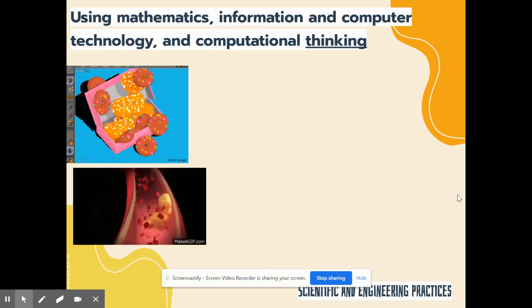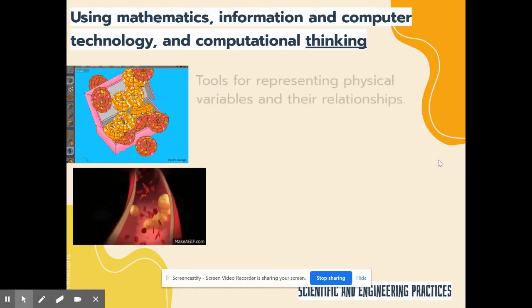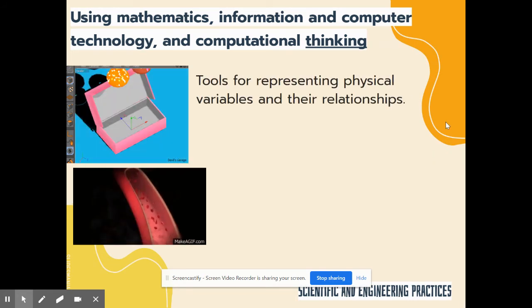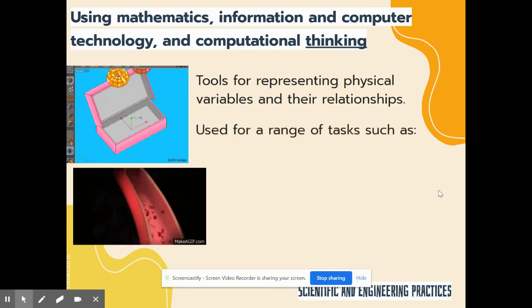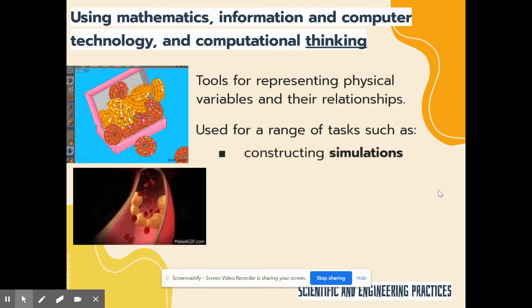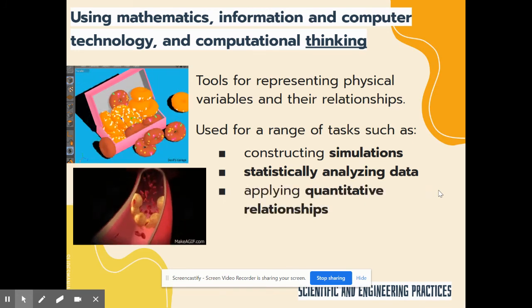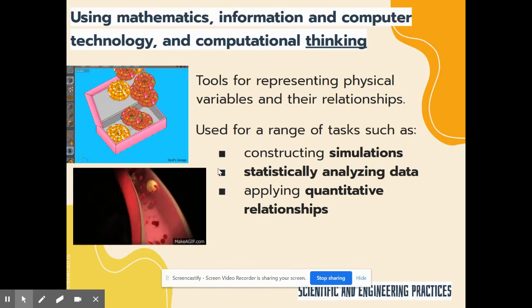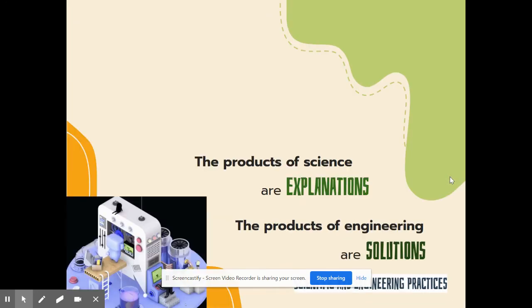After we do that, we're going to use mathematics, information, computer technology, and computational thinking. So these are all tools for representing physical variables and their relationships. They're used for a range of tasks such as constructing simulations, statistically analyzing data, and applying quantitative relationships. So the difference between science and engineering is that science provides explanations and engineers provide solutions.